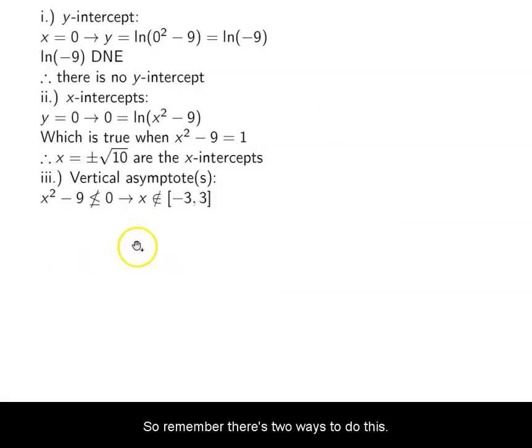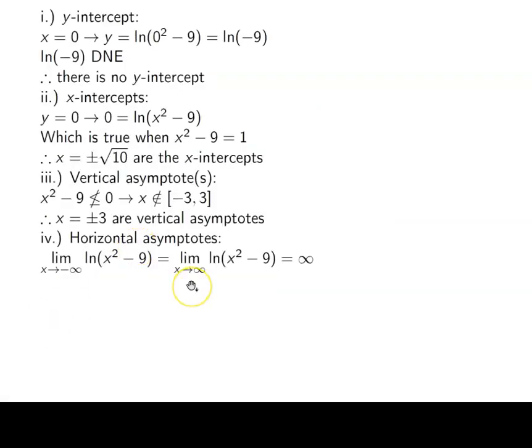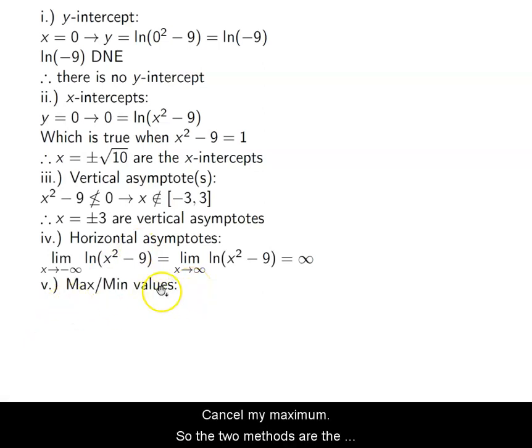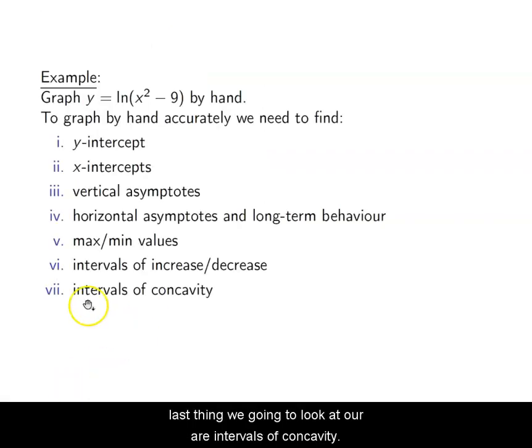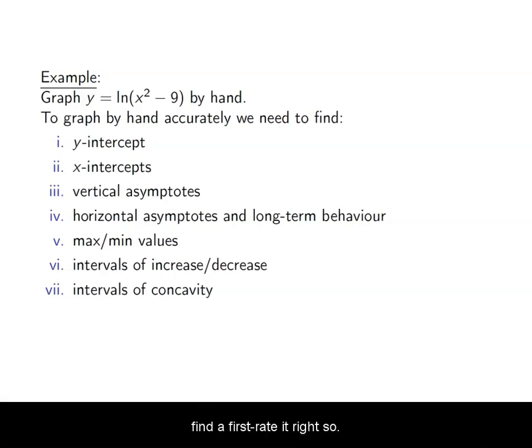So remember, there's 2 ways to do this. Okay, so my max and min values. So the 2 methods are the first derivative test or the second derivative test. I think that no matter what, we have to find the second derivative because the last thing we're going to look at are our intervals of concavity. And in order to find the second derivative, well, guess what? I got to find the first derivative, right?